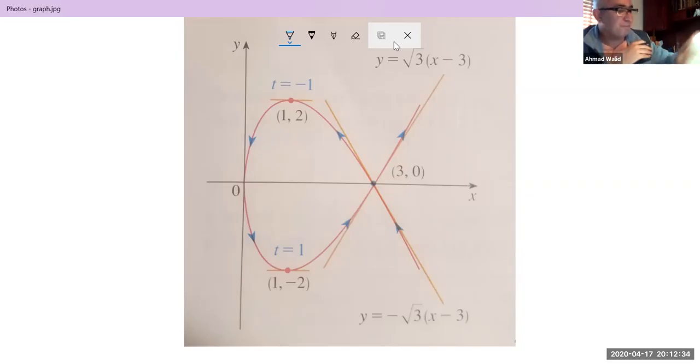Question for me. What is this called again? This is calculus with parametric curves.